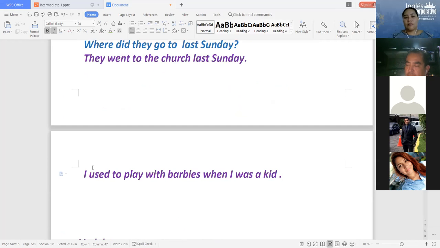Okay, there we go. Good job. Is there any other example? ¿Alguien más tiene algún ejemplo? I used to sleep in class. Okay. Wow, me too, I used to sleep in class. Tell me.